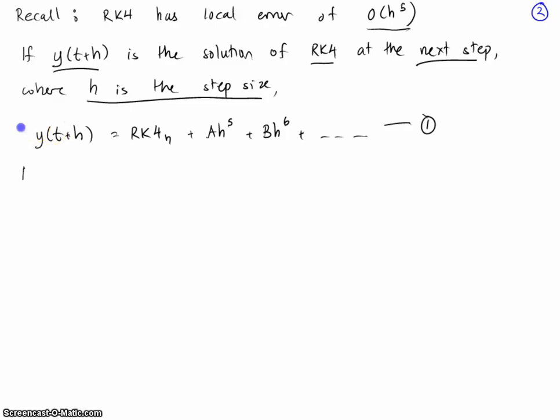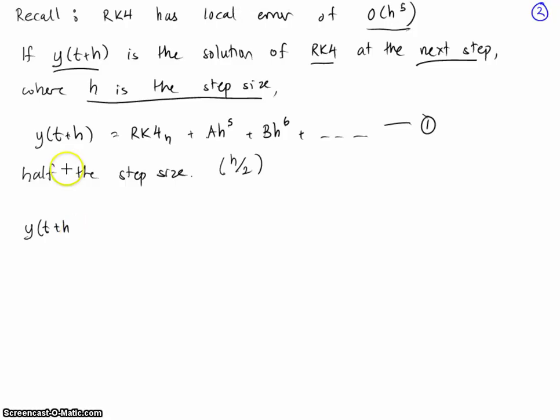Now suppose that we halve the step size. Okay, so instead of solving it with step size of h, let's say we solve it with step size of h over 2. So when you solve it with step size of h over 2, in order for you to get y at t plus h, it means that you will have to perform your RK4 method 2 times in order to go from point t to point t plus h.